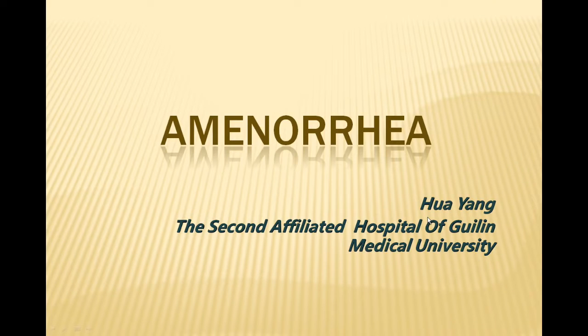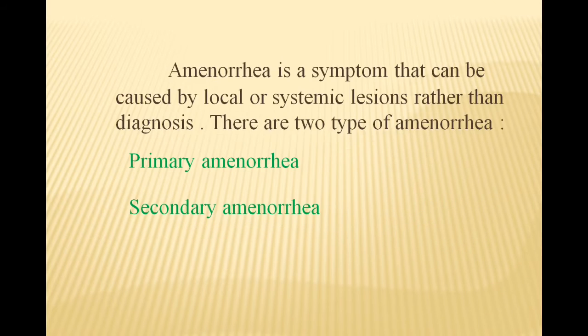Well, we will be talking about another abnormal menstruation, amenorrhea. Amenorrhea is another very common symptom in the gynecology clinic, and it can be caused by local or systemic lesions rather than being a diagnosis. There are two types of amenorrhea: primary amenorrhea and secondary amenorrhea.